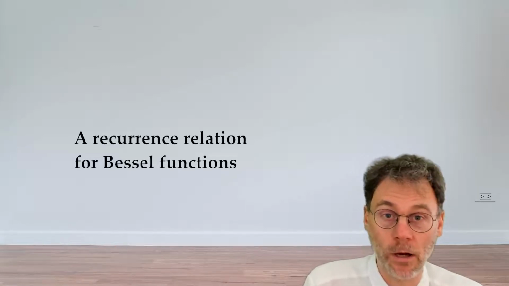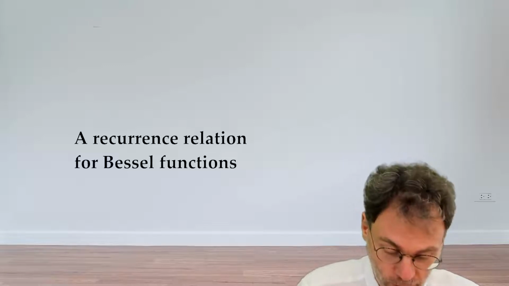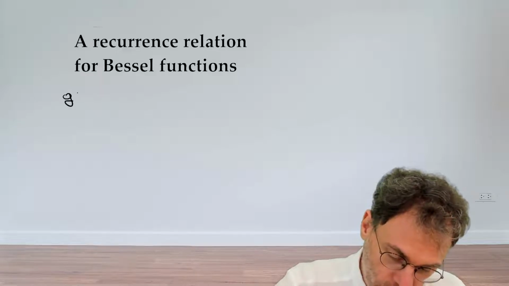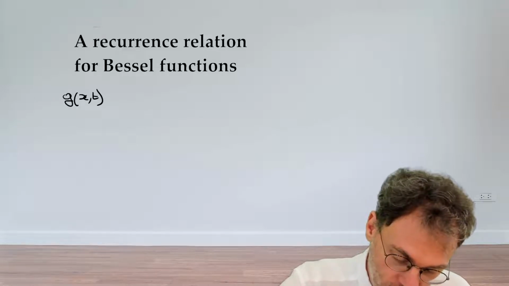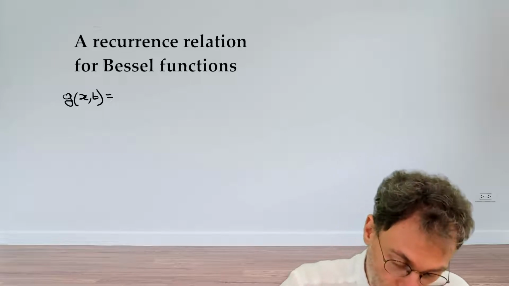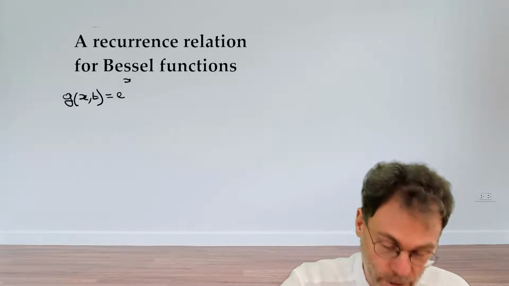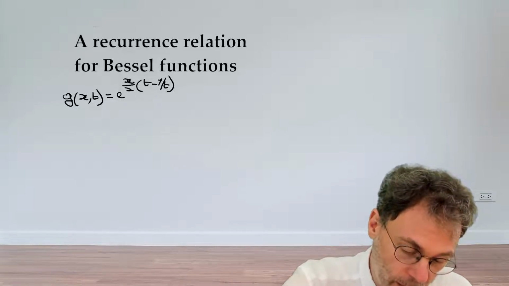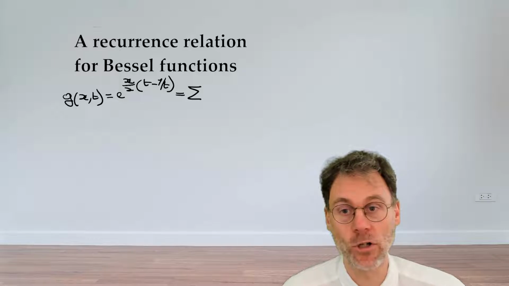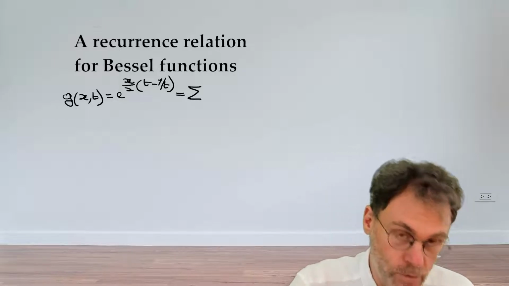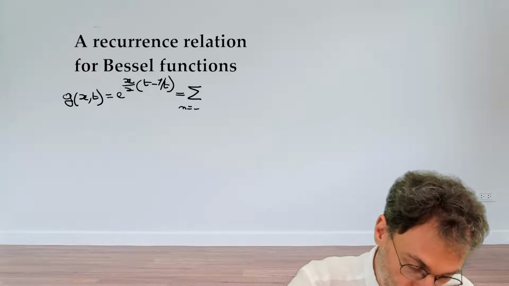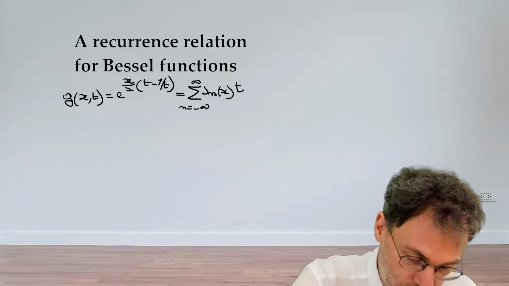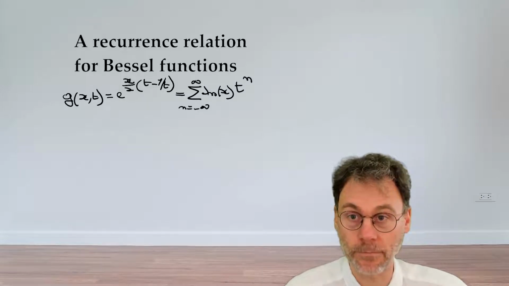Let's have some fun with our new friend, the generating function. So the generating function, as you might recall from the previous video, is a function of x and t, which in case of the Bessel function takes the following form: exponential of x over 2 times t minus 1 over t. And by definition, the expansion coefficients, when we turn this into a Laurent series, are the Bessel functions of the first kind: sum n from minus infinity to plus infinity, J_n(x) t to the power of n.